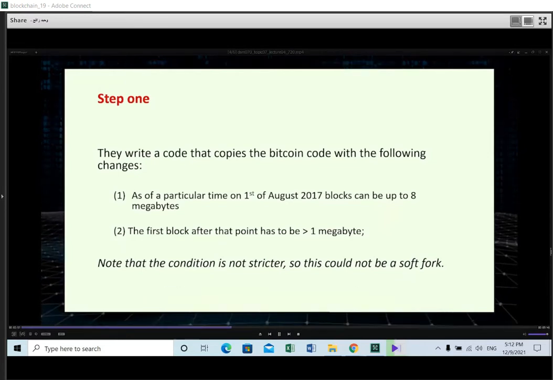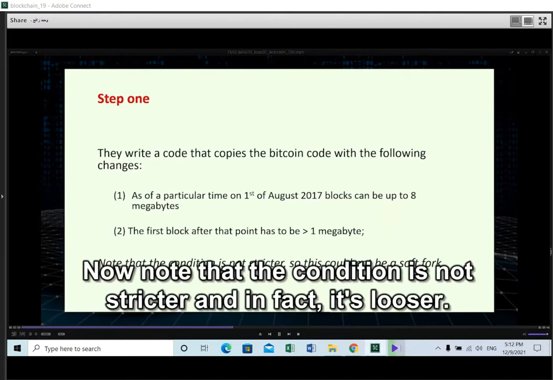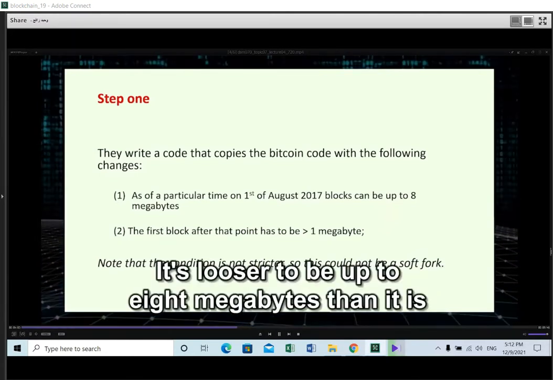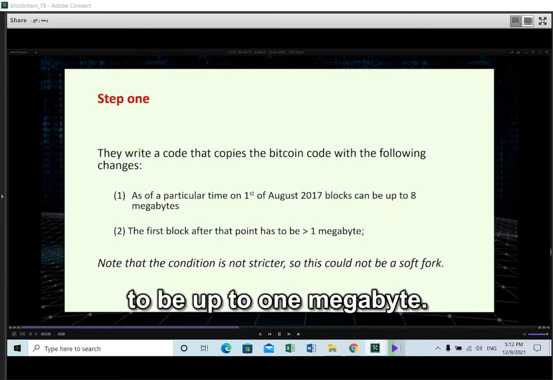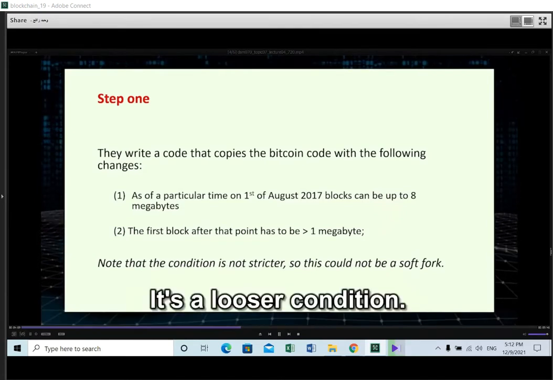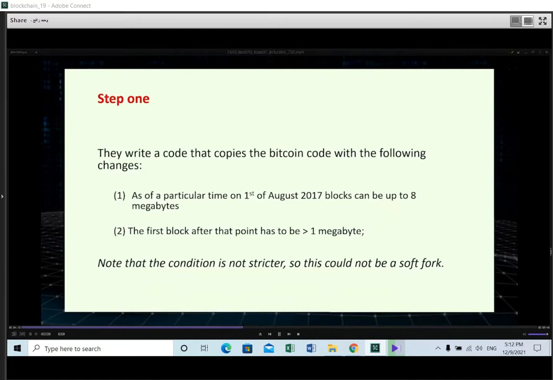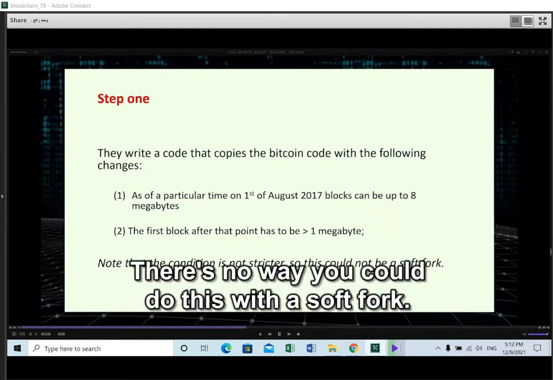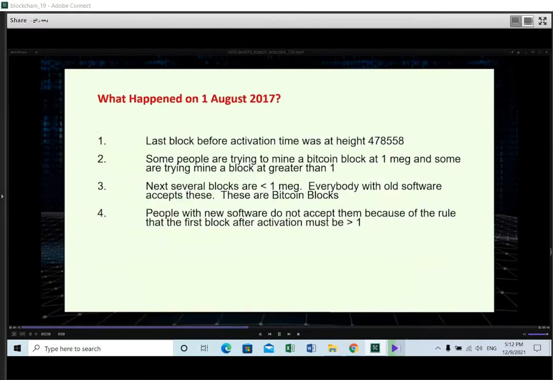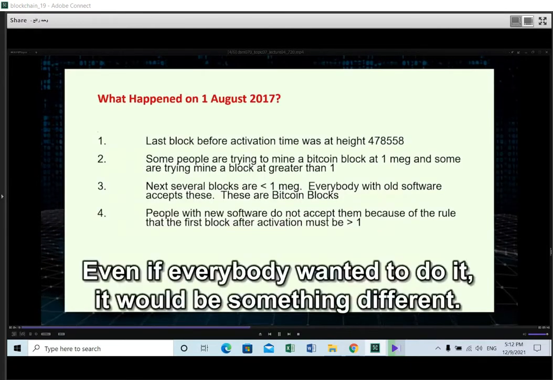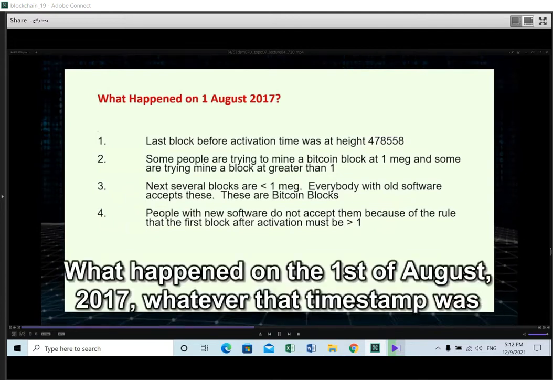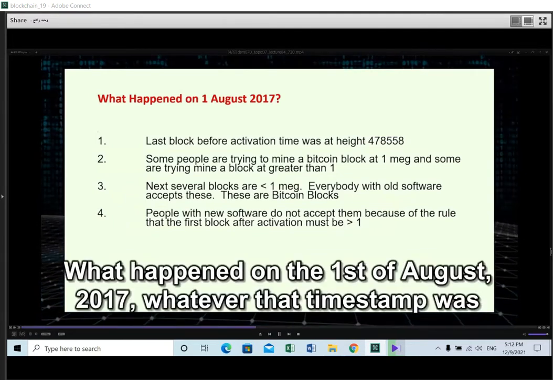Now note that the condition is not stricter. In fact, it's looser. It's looser to be up to 8 megabytes than it is to be up to 1 megabyte. Okay, so it's a looser condition. So this couldn't be a soft fork. There's no way you could do this with a soft fork. Even if everybody wanted to do it, it would be something different, okay? So what happened on the 1st of August 2017?